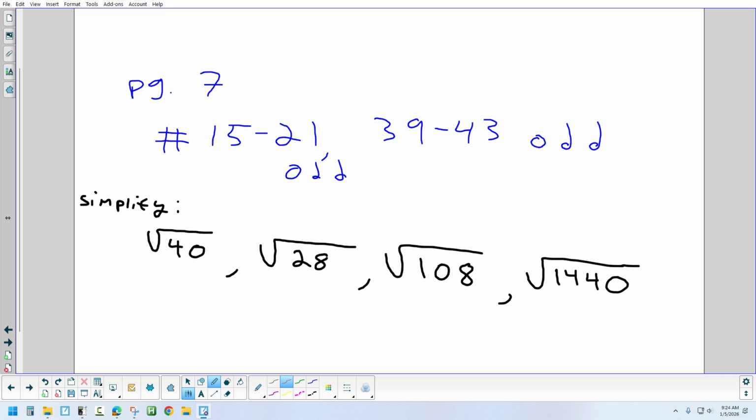So it's partially in the book, and there are 4 problems you need to copy from the book. So 15 to 21 and 39 to 43 odd. That's on page 7. Then the 4 square root problems, I just want you to simplify them, just like we did the square root of 48, square root of 80, and square root of 12. Show me how to break them up, and then show me the final answer. But I'm not looking for any decimals. That's not what I'm looking for.